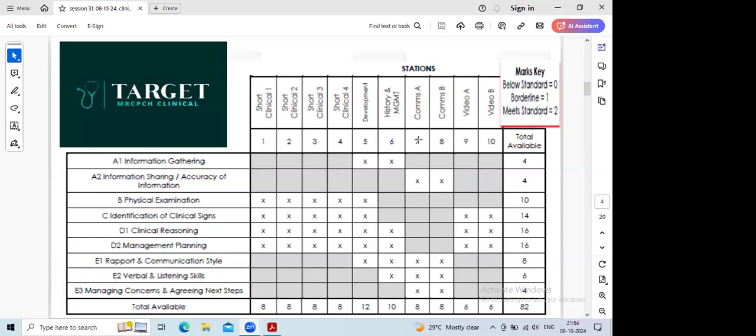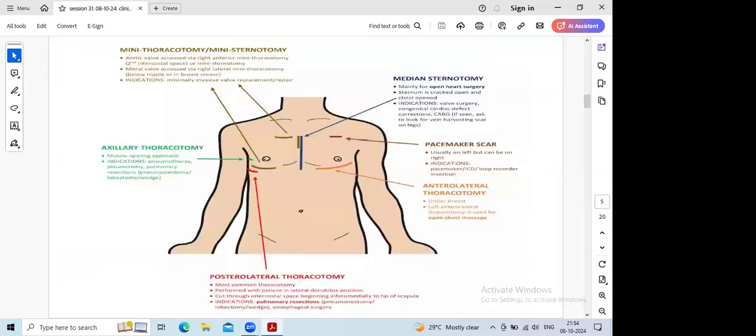So just to have a quick view on the scars. If you have a scar on the right side, generally the scars for the lung and the esophagus are better approached from the right side. So like lobectomy, all these are more often on the right side. If you have a right or left infraclavicular swelling or a scar, think of a pacemaker. And a median scar is meant for an open heart surgery.